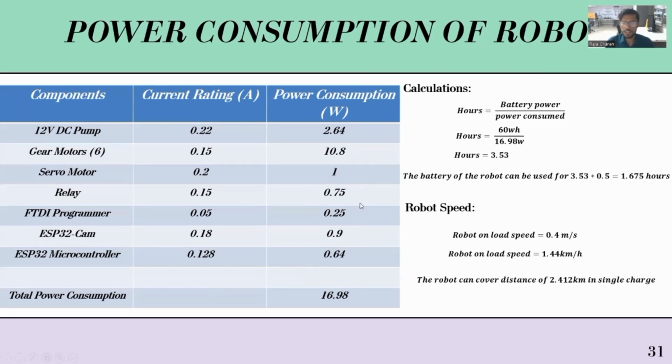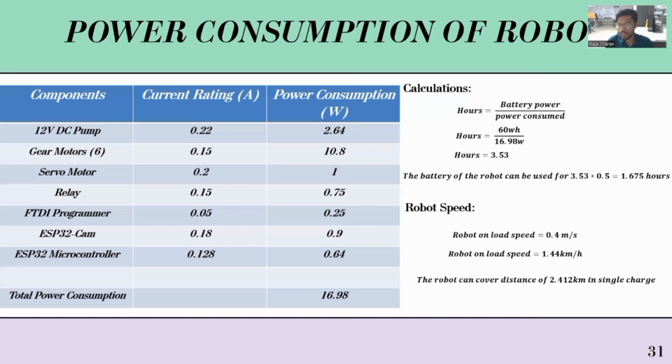After calculating this power consumption, and with the battery that we are using, 12 volt 5 ampere hour, we get that our robot can be used for 3.53 hours. We do not fully utilize our battery; we utilize up to 50%. So from that calculation, we get that our robot can be used in fields for up to 1.675 hours. From that timing, we get how long we can use this robot, and how much distance it will cover.